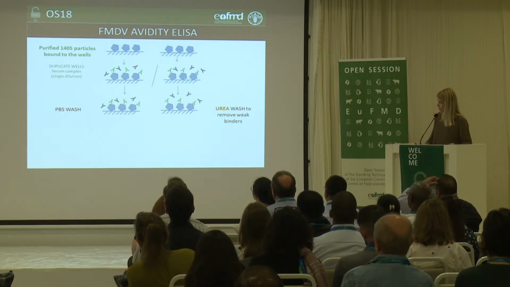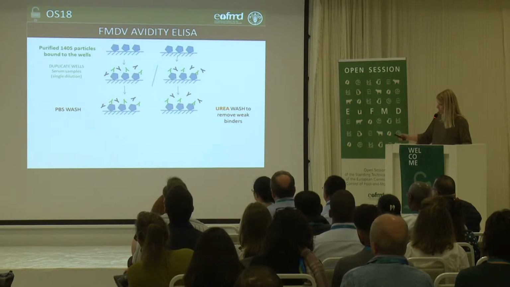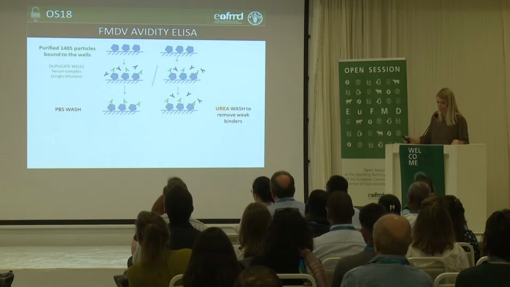And for the avidity ELISA, you have to run the samples in duplicates. Always, well, the purified antigen is stuck on the plate. Then you have duplicate wells with the serum samples. And then you do the PBS wash. Here is an animation. Yeah. So all the antibodies that are not bound to the antigens are removed.